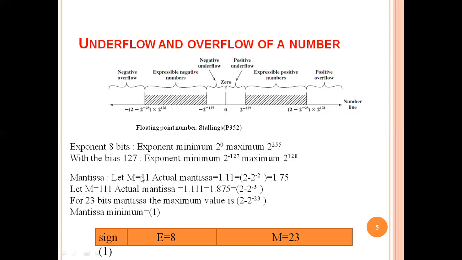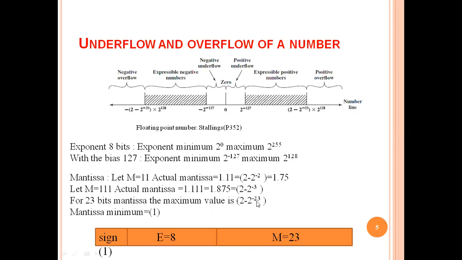See here, if the number of bits is 2, the maximum number we can represent is 2 minus 2 to the power minus 2. If the number of bits is 3, the maximum mantissa is 2 minus 2 to the power minus 3. So for a 23 bit mantissa, what should be the maximum value? The maximum value should be 2 minus 2 to the power minus 23. So we compute the maximum value of the mantissa, and the minimum value, you know, is 1.